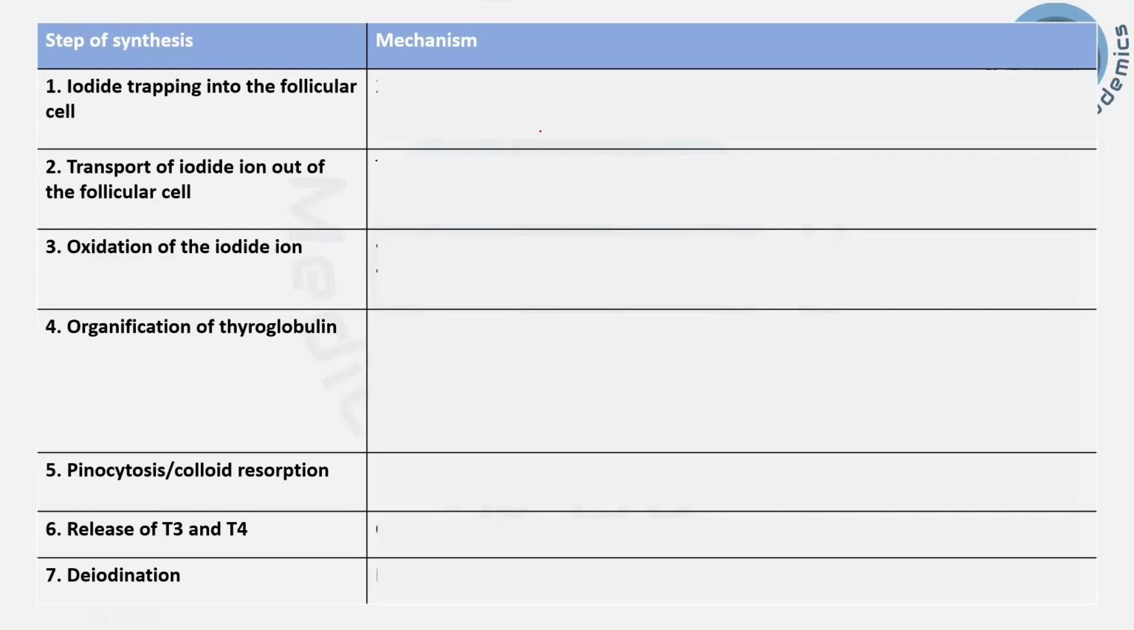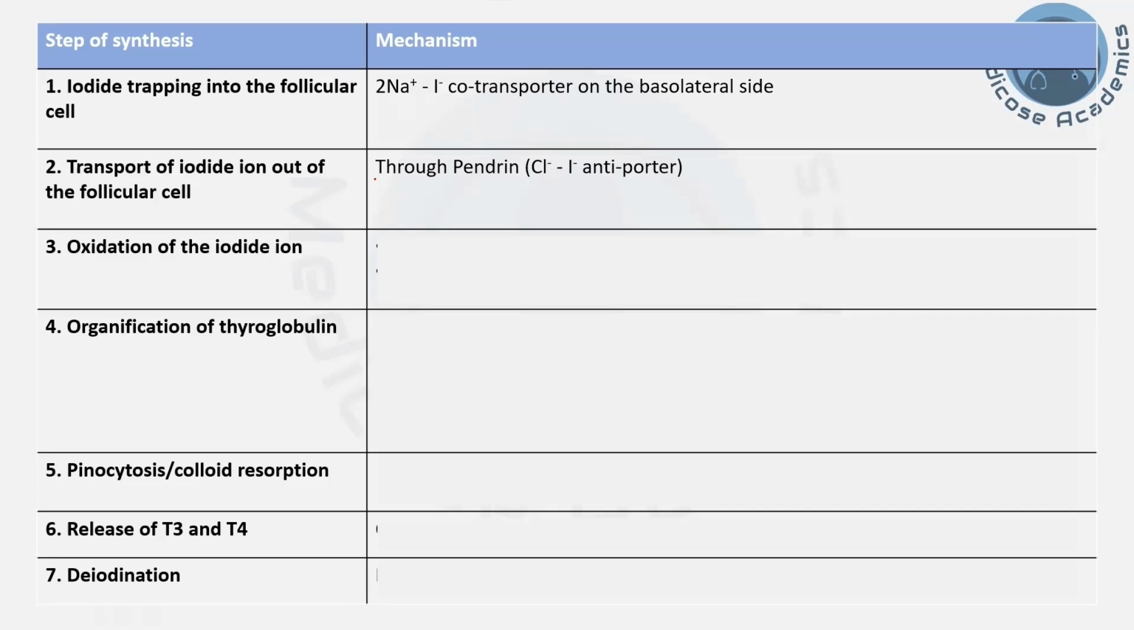So right now you can pause this video and test yourself on the steps of synthesis and the mechanisms involved. So let's just see them in further detail. Number one step was iodide trapping into the follicular cell, which was established by the sodium iodide co-transporter on the basolateral side. Second step was transport of iodide ion out of the follicular cell. It was transported out of the cell by the pendrin transporter, which is actually the chloride-iodide antiporter.